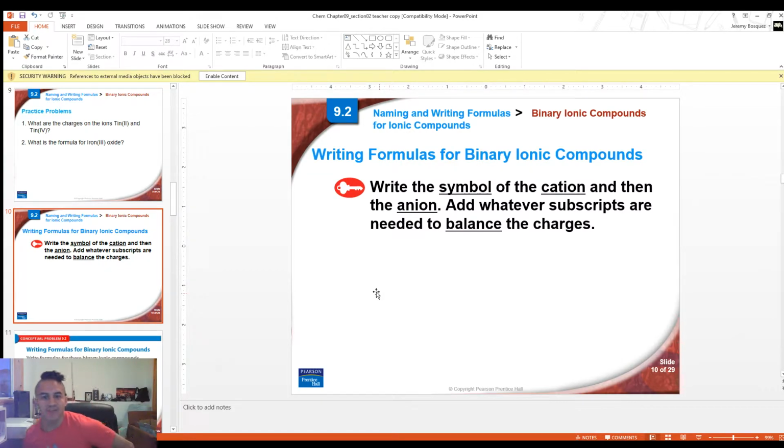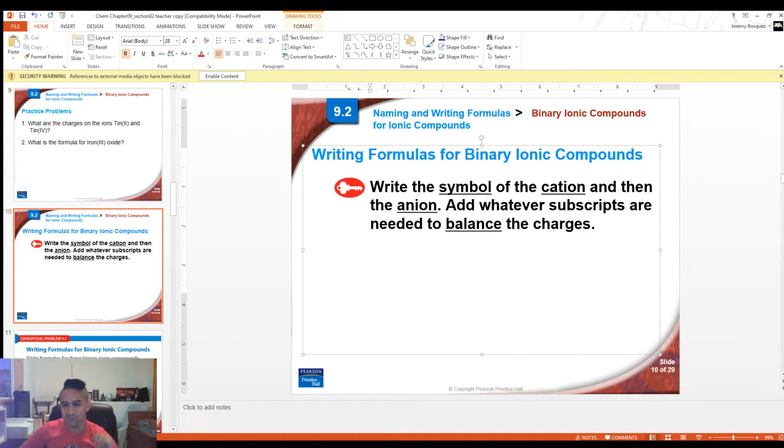All right, as for writing formulas for binary ionic compounds, we're going to write the symbol of the cation first, then the symbol for the anion second, and then we need to balance the charges. We're going to write little numbers down below, which we call subscripts, that indicate how many of each element we have in the compound. So here's an example for you. Let's say that we wanted to write the formula for lithium phosphide.